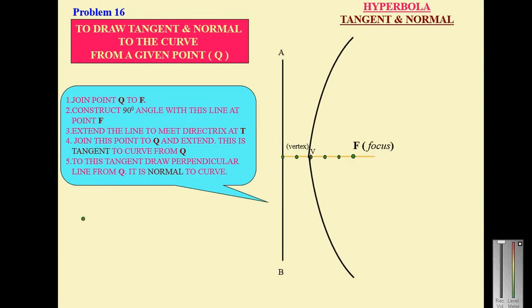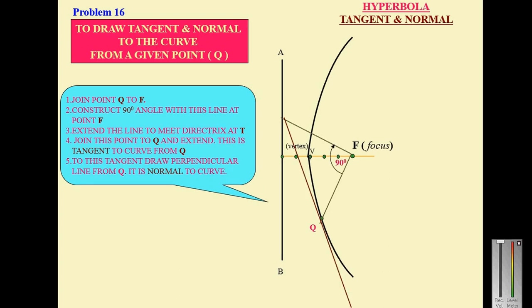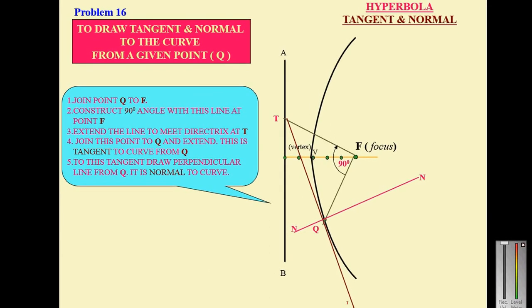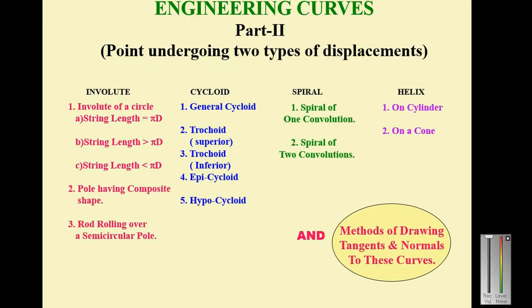And in the case of the hyperbola, again this is the point Q. Join Q and F, and the angle at F is 90 degrees. It will meet the directrix. Join that point and Q, and that will be the tangent. Draw a perpendicular line through that, and that will be the normal. So NQN is the normal and TQT is the tangent.